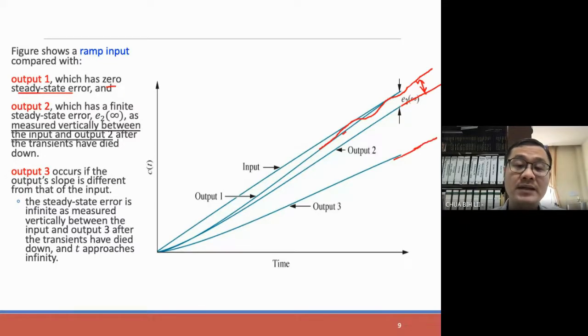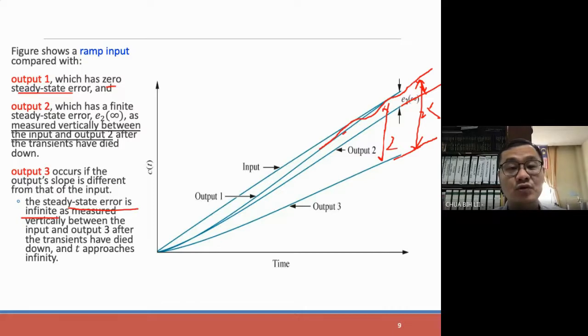So no matter how it is, originally probably the error is maybe, let's say this is 2, then on the next second it becomes 2.5. As the time increases, the error becomes larger and larger. So this is where we would say the steady state error is now infinite.